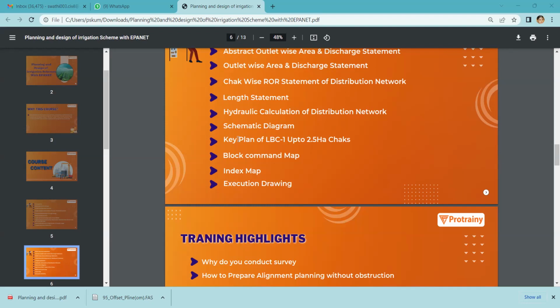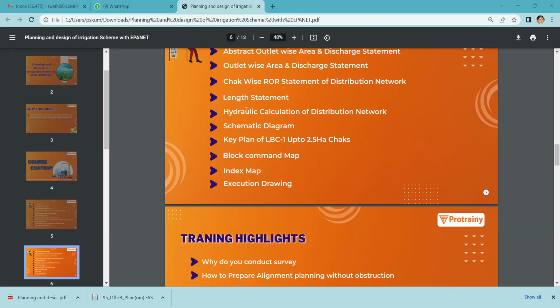Chalk wise ROR statement, random area statement. That means without abstractions, the houses are deducted from the total eye cut. That means a 3-hectare eye cut will have only 2.5 hectares surveyed. That means 0.5 hectare of abstractions is available. Hence, these recommendations are removed.